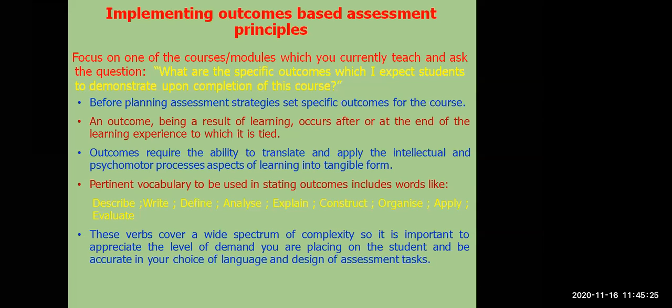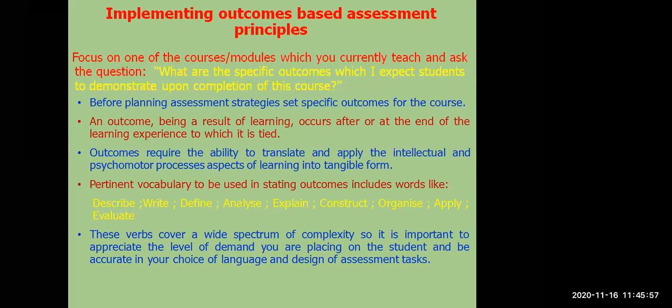Before planning assessment strategies, set specific outcomes for the course. Outcomes will come from the above line. An outcome, being a result of learning, occurs after or at the end of the learning experience. When I say he should be able to select an AC for a particular environment, that he should be able to do after I have taught the total subject to him.